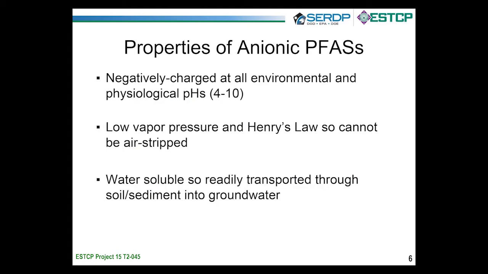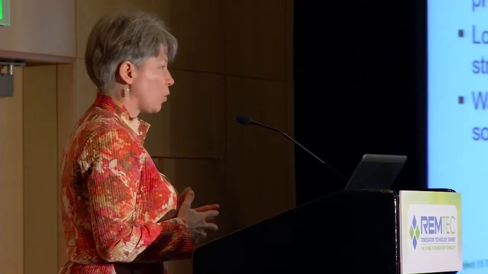So if we do take a closer look at PFOS and PFOA, what you'll notice, of course, is they're anionic. They're anionic at all environmental pHs and physiological pHs. That means you and me. And what I mean by that is it's a pH range of 4 to 10. These are very strong anions. So what does that mean with regard to their behavior? Well, first of all, those strong acid groups are deprotonated. They're an anion. So that means that the molecules to which they're attached are not volatile.